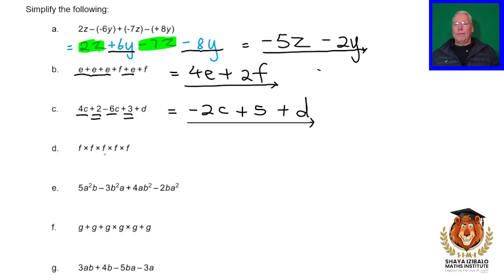F times f times f times f times f. How many f's have we got multiplying? 1, 2, 3, 4, 5. What's the shorthand for 5 f's multiplying together? It's not 5f, that means 5 times f. It's f to the power of 5. F times f times f, 5 of them multiplying together.